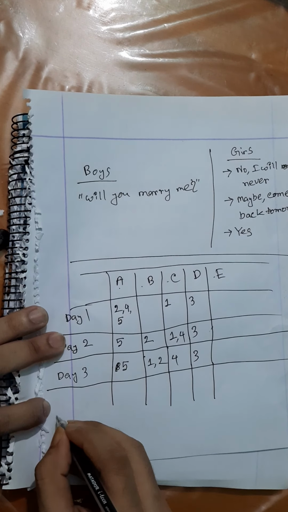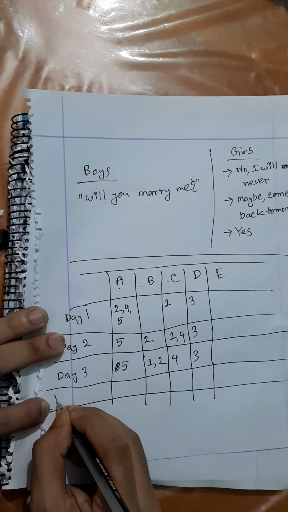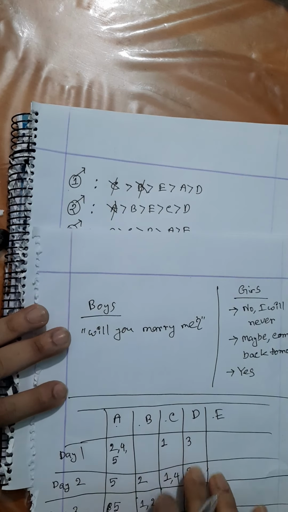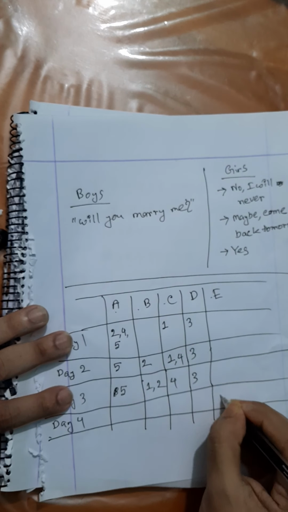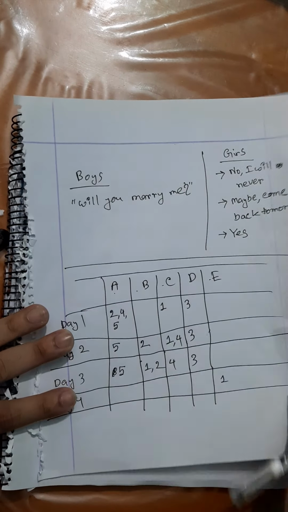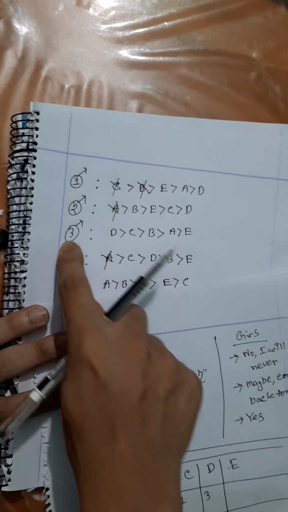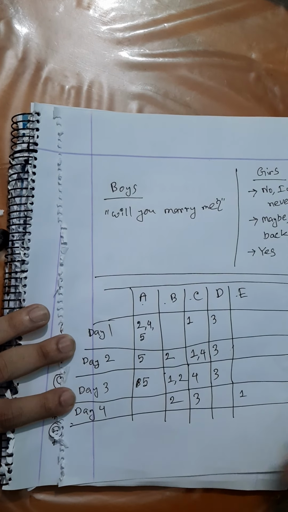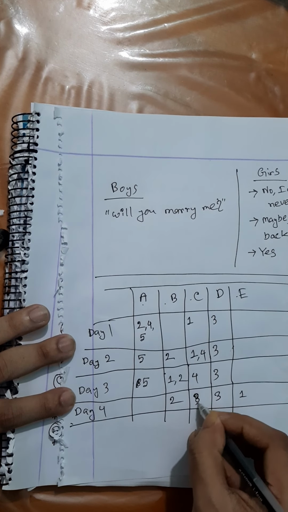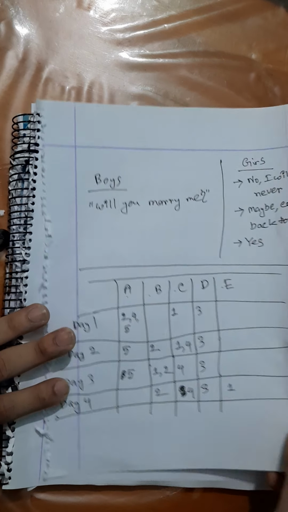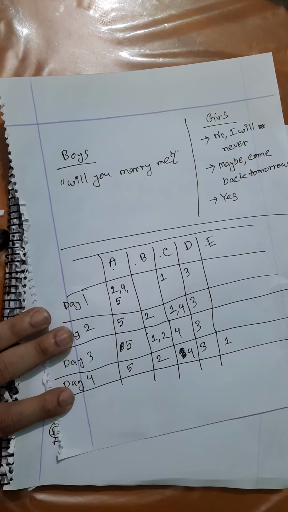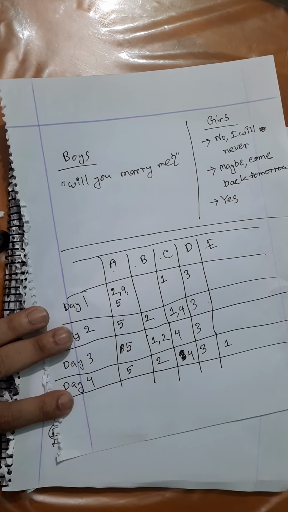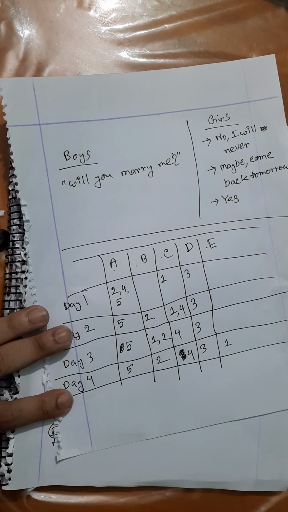All right, now let's come to day 4. Now in day 4 1 will go under E's balcony here. 2 will go under B. 3 will go under D. 4 will go under C, and 5 will go under A. Okay, so now you can see all the girls have exactly 1 boy under their balcony.